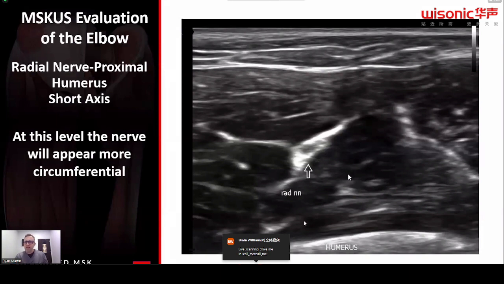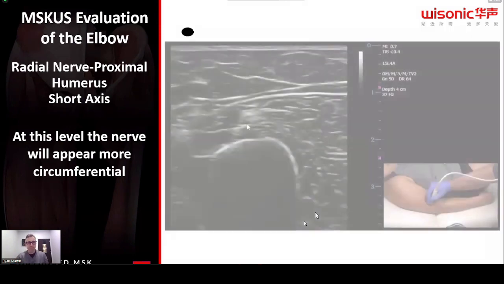Another thing to note is when you're looking for a nerve, it's harder to find a nerve in long axis because it can mimic some of the connective tissues such as tendons, ligamentous structures, and connective fibers in between the fascicles of the muscles. So a lot of times it's easier to see a nerve in short axis.